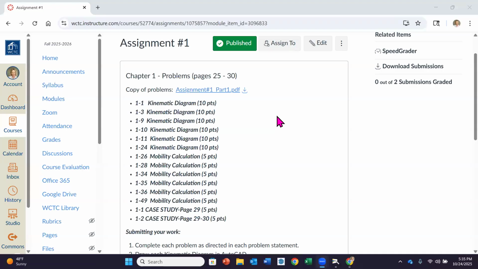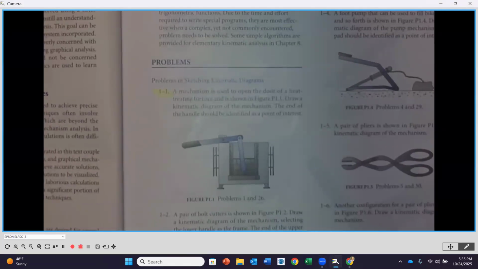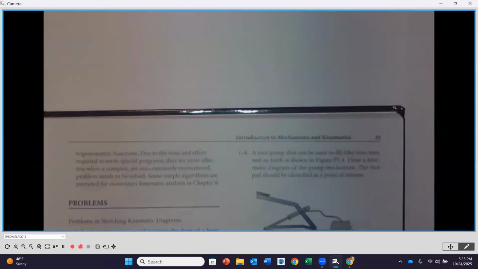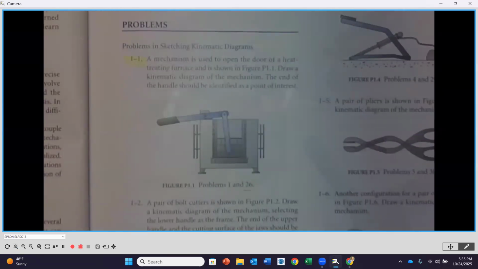Okay, so this evening, what I wanted to do was just to take a little bit deeper dive and get a little bit more specific where needed on the homework problems that you have. So the first homework problem for assignment number 1 is going to be the kinematic diagram for problem 1-1, which you are going to find is on page 25 at the end of chapter 1 in your kinematics book, okay? And it's the very first problem here.